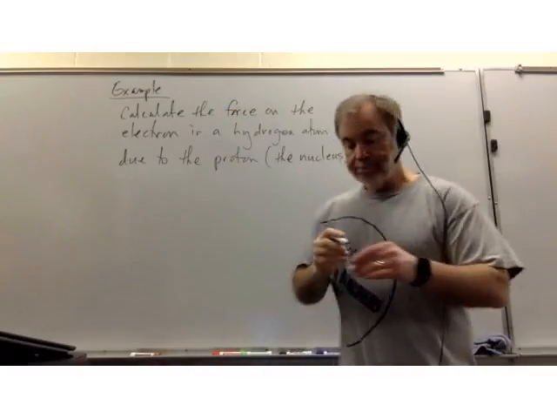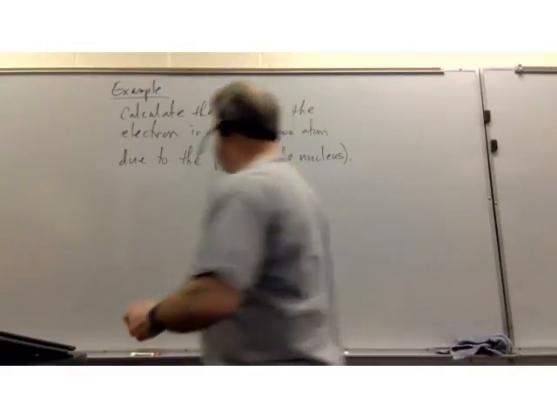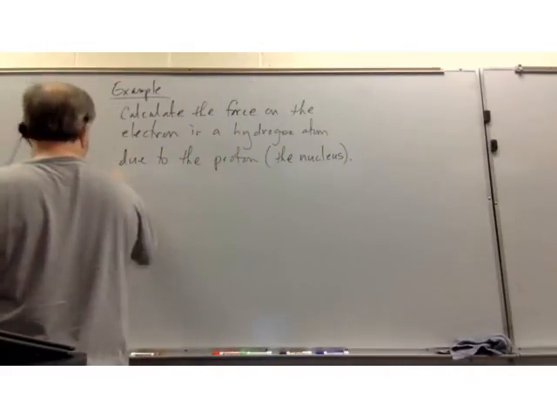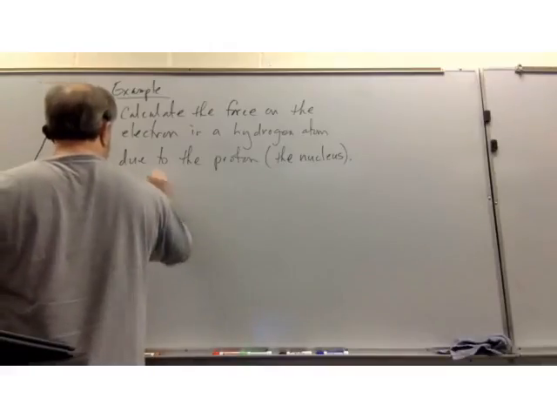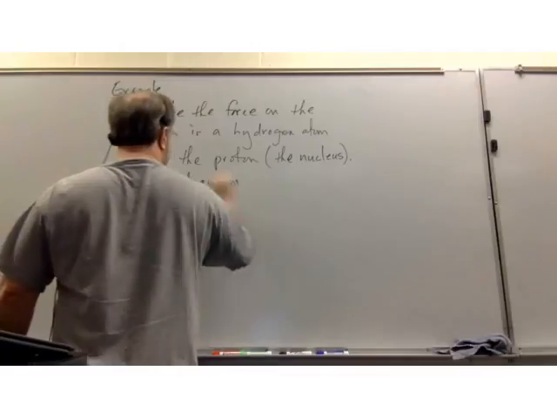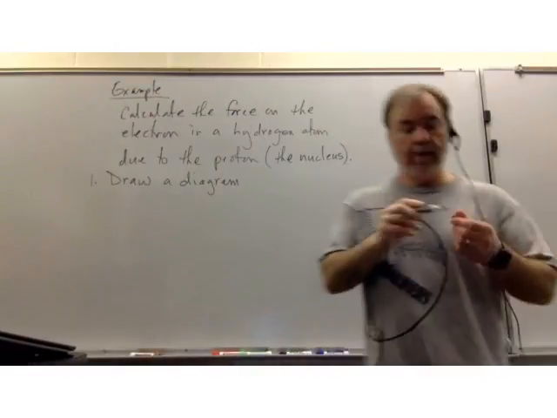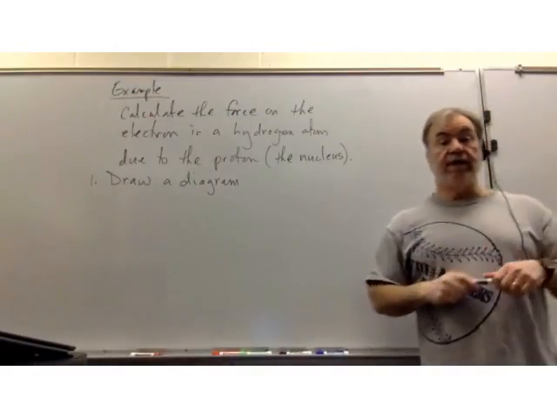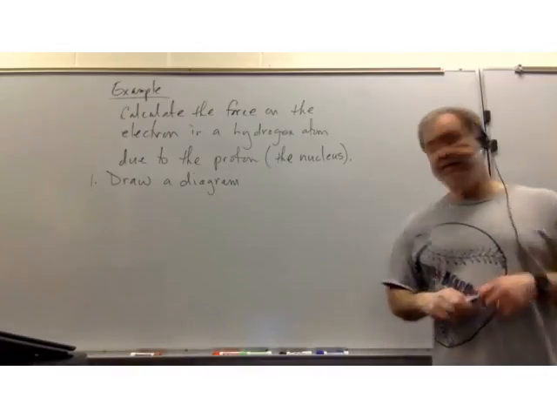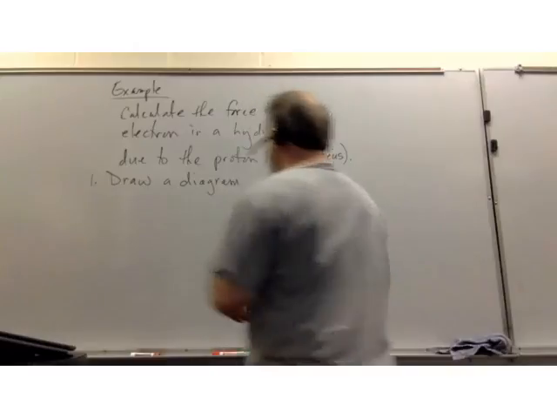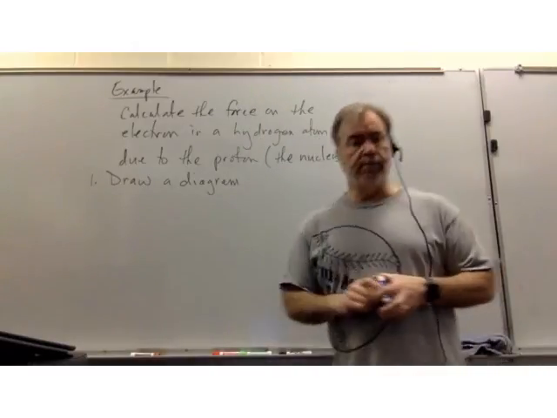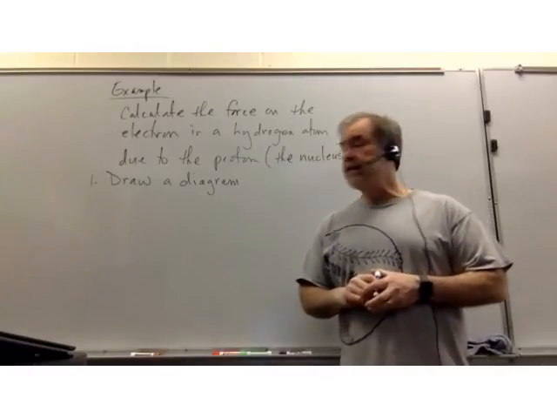All right. So step one for solving any physics problem, the very first thing you always have to do is draw a diagram. The reason is, if you can't see it, you can't solve it. So we have a hydrogen atom, that consists of a proton with an electron orbiting it.